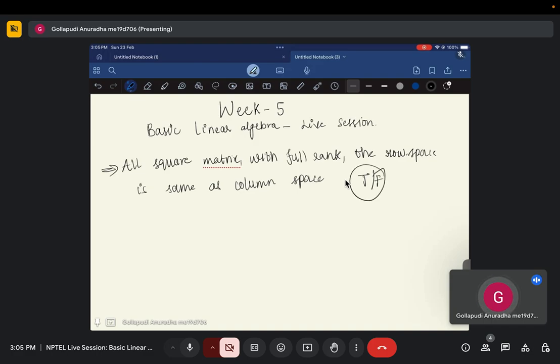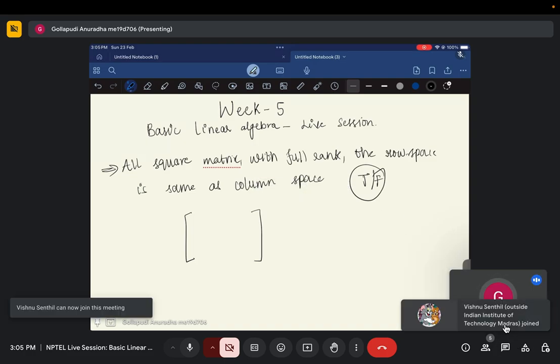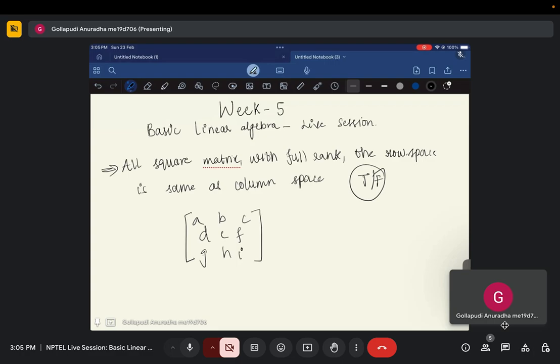First of all, when a square matrix is given, for the sake of simplicity, let's deal with a 3 by 3 matrix. So if we have a 3 by 3 square matrix whose components are A, B, C, D, E, F, G, H, I, it is mentioned that it's a full rank matrix.